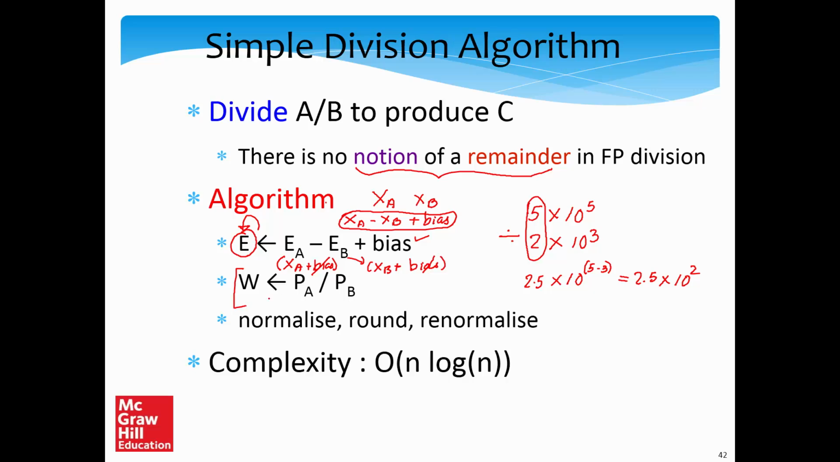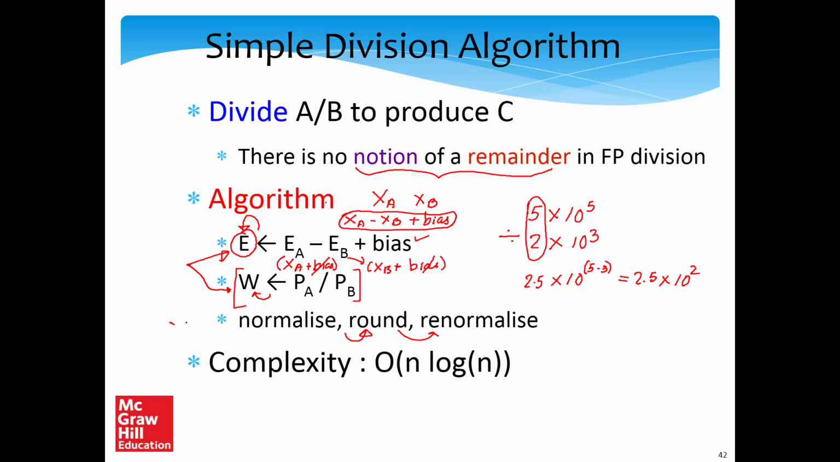Subsequently, what we do over here is that we divide the significands. So we divide PA by PB, and we save that in the result W. E and W is the standard convention that we have been using up till now. After this, we normalize the result. If some bits were discarded, we do some rounding and then we renormalize.